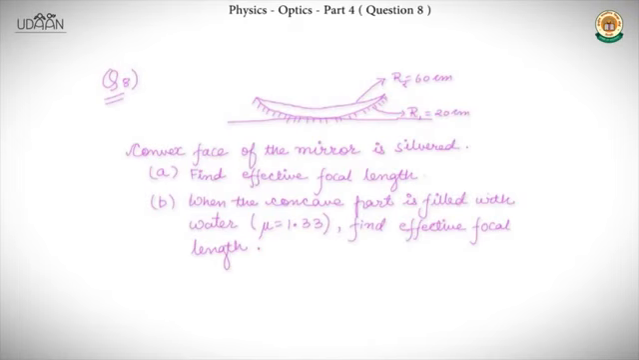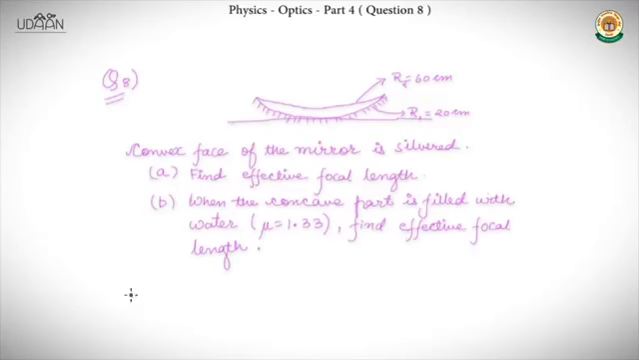Look at the question. The setup is given in which a concave or convex lens with its convex face silvered is there. So this acts like a concave or convex lens in contact with a concave mirror. Now we have the radii of both the surfaces given, and we need to find first the effective focal length, and then when the concave part is filled with water, whose refractive index is given, we have to again find the focal length. Jaya will give the solution.